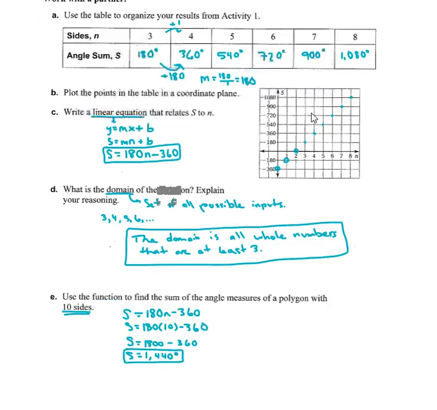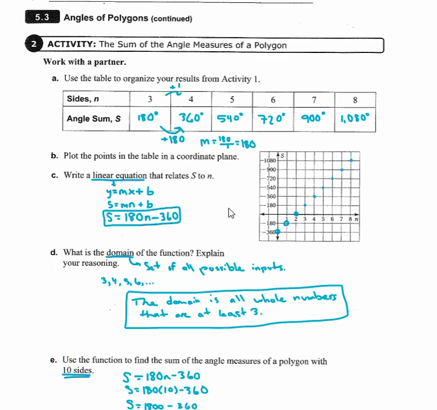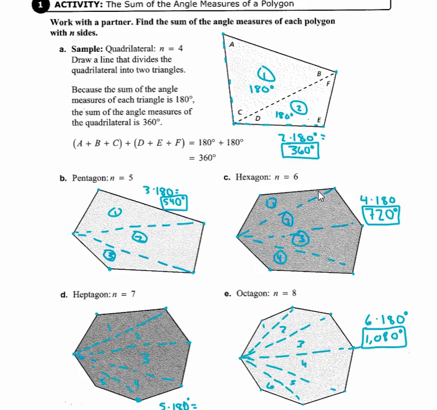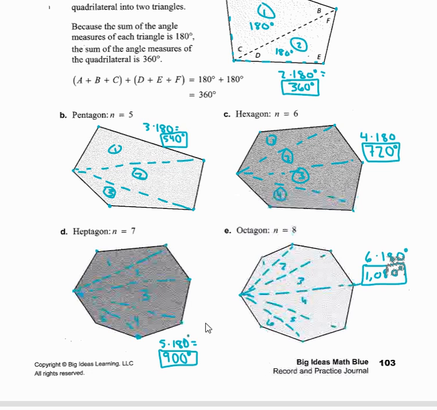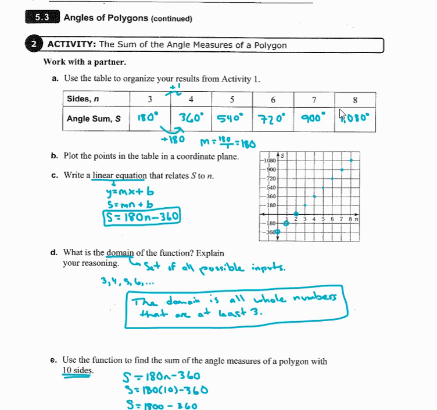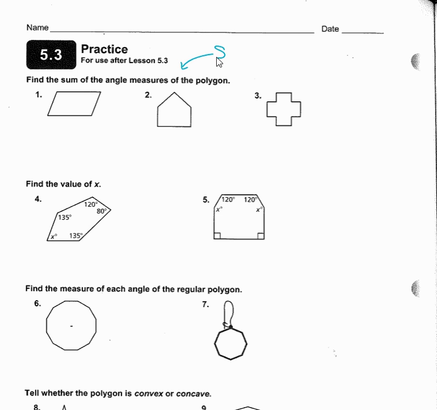So that was from this worksheet here, where I ultimately derived the equation S equals 180n minus 360, and that was from the pattern we saw based on all of these shapes, all these polygons, breaking them into triangles and finding their interior angle measures, and then plotting them both on a table and a graph, and then writing the equation in slope-intercept form. So S equals 180n minus 360. That is the equation that we derived.